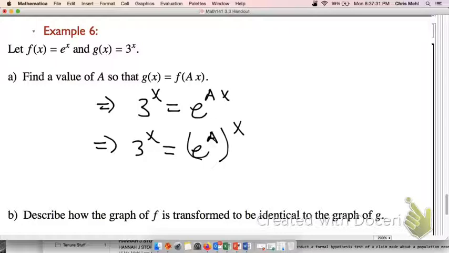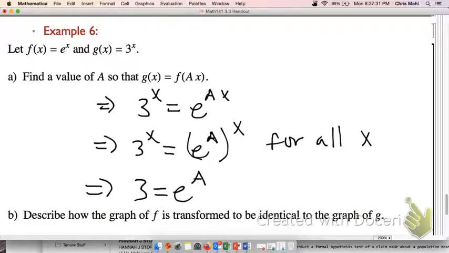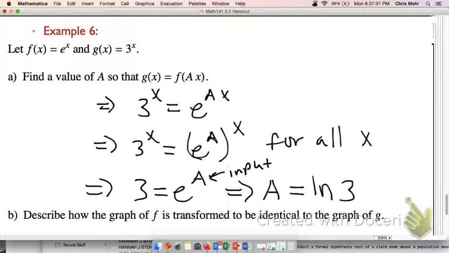And this is supposed to be true for all x. The only way this can happen is if the base 3 equals the base e to the a. Now if you convert this back into log form, the power a has to be, so think about that. A was once the input, now it's the output, and base e exponential is the same as base e logarithm, that's natural log, and a would have to be natural log of 3.